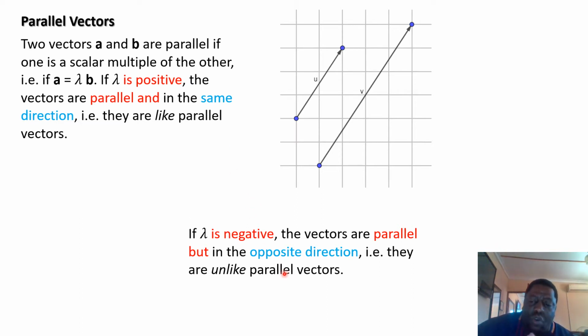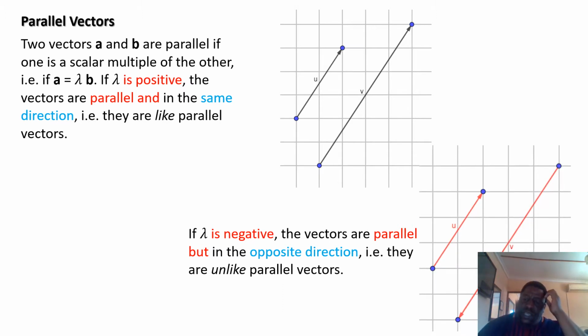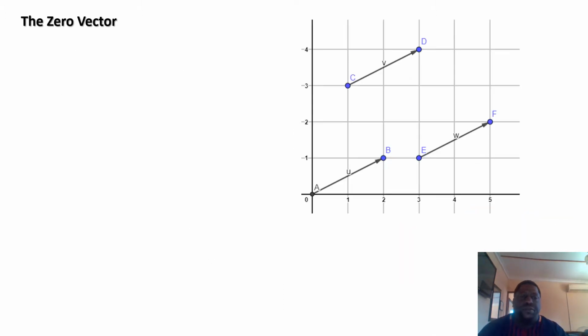So the difference between like vectors and unlike vectors is that for like vectors, the scalar quantity is positive, and they are parallel and go in the same direction. But for unlike parallel vectors, the scalar quantity is negative. So therefore the vectors will go in opposite directions, but they are still parallel. Very important that you understand that particular thing.